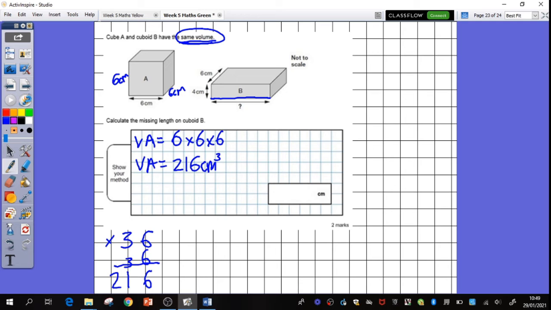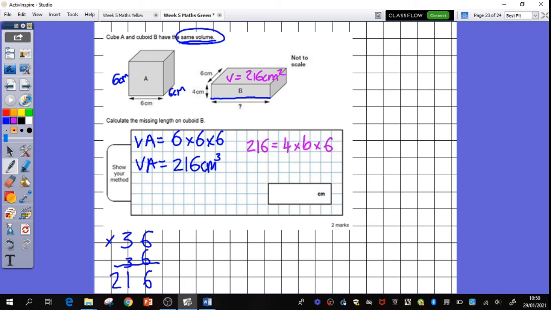So now I'm going to switch colours and I'm going to do my second part. So this volume must also be 216 centimetres cubed. So let's now work backwards. If I know the volume, 216, that must be its height, which I know as 4 centimetres, times its base, which is the bit I need to find, times its depth.